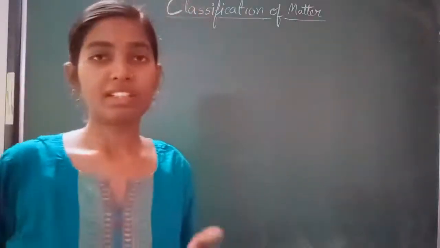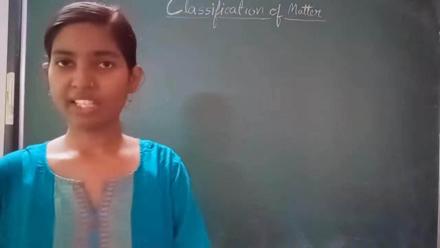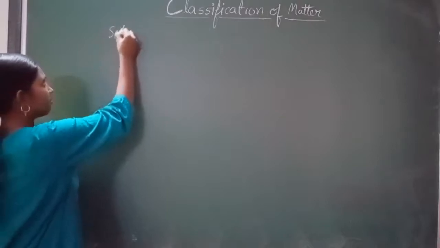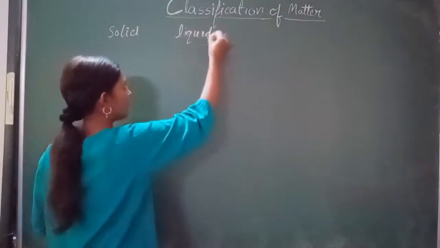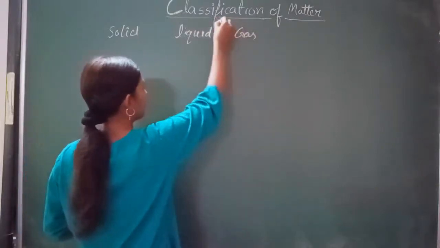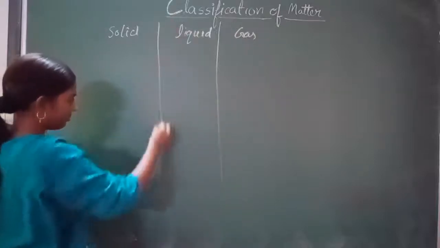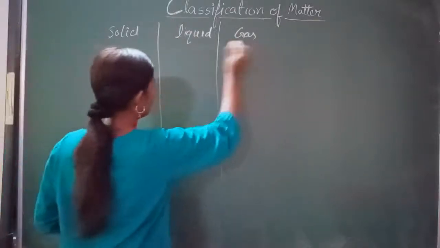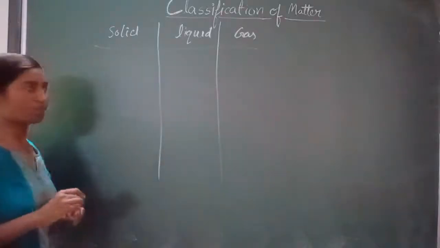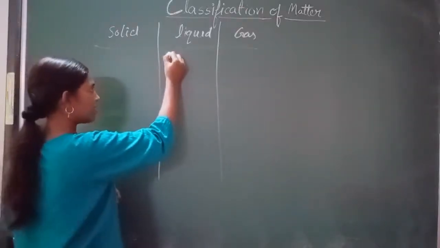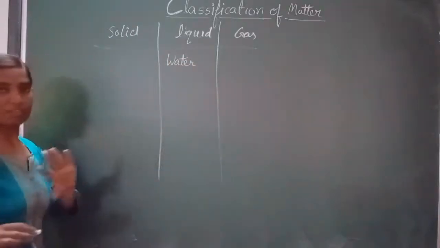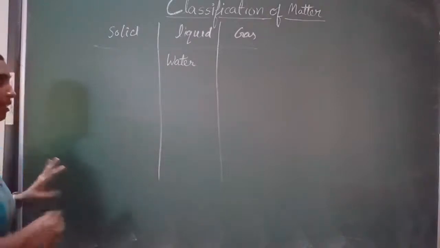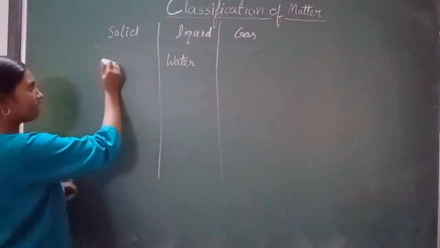Now we have seen the classification of solid, liquid and gas. Now let us write some examples of solid, liquid and gas. Let's see examples. First of all, I am starting from liquid. The first example of liquid we are taking is water. That is a very common example.